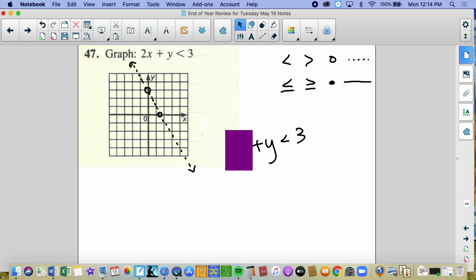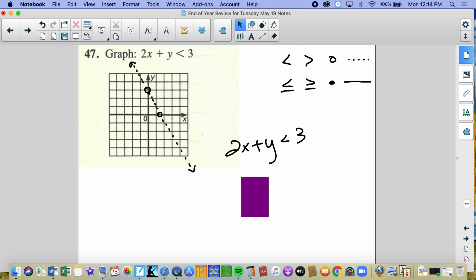And now I have to shade one of those sides. One of those sides is going to be the true value. It's going to be the true side. So I'm going to test a point. I'm going to test the point 0, 0.